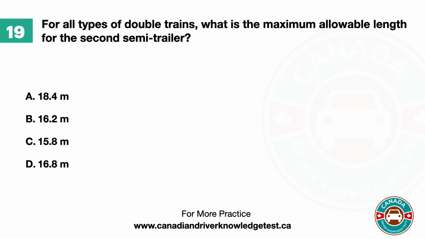Question 19. For all types of double trains, what is the maximum allowable length for the second semi-trailer? A. 18.4 m. B. 16.2 m. C. 15.8 m. D. 16.8 m. The answer is B. 16.2 m.